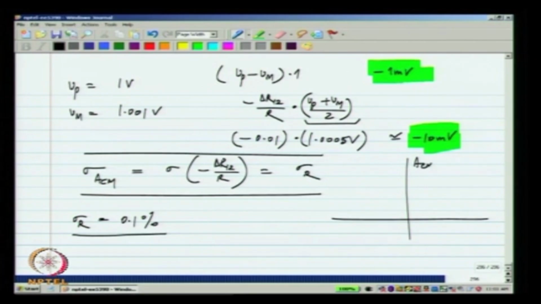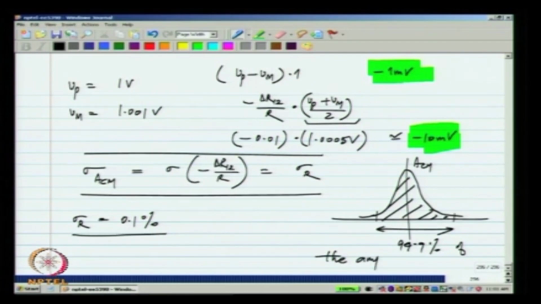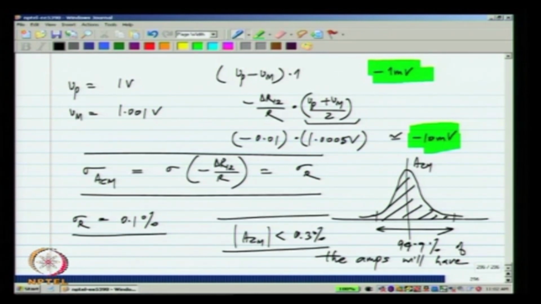if you plot the distribution of common mode gain over, let us say, a million amplifiers, the distribution will be Gaussian because the distribution of sigma R is Gaussian, and 99.9% of the amplifiers will have a common mode gain whose magnitude is less than 3 sigma R, or in other words 0.3%.